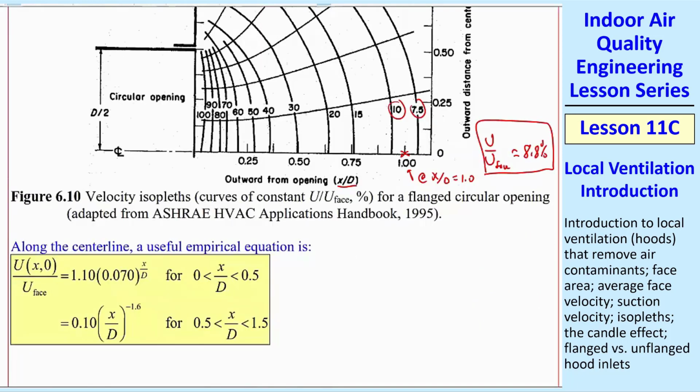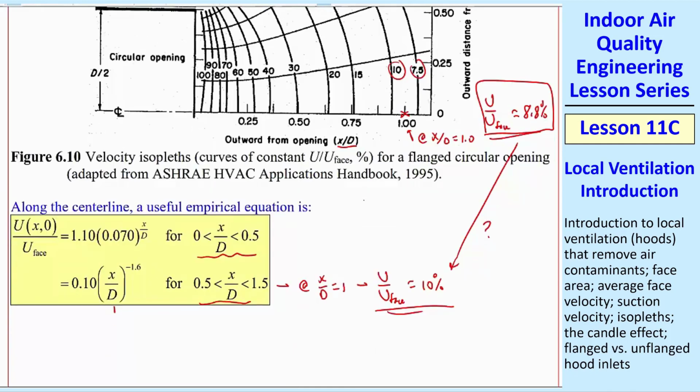If you're right on the center line, we give these equations that we got from the ASHRAE book. There's two different equations. This one's pretty good, but this one doesn't work very well. We'll try it at X over D equal 1. Well, X over D equal 1 to any power just gives you 1. So U over U face equal 10, and that does not agree with what we get off the plot. So even though this is in the book, I don't trust this equation. I trust the plot better.